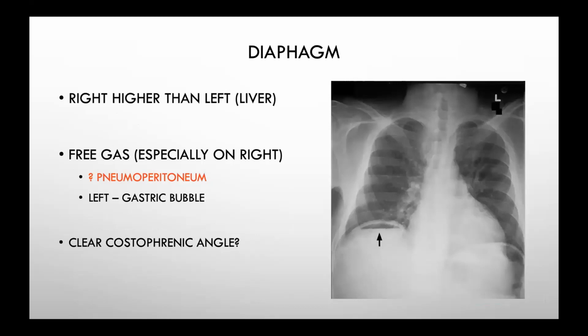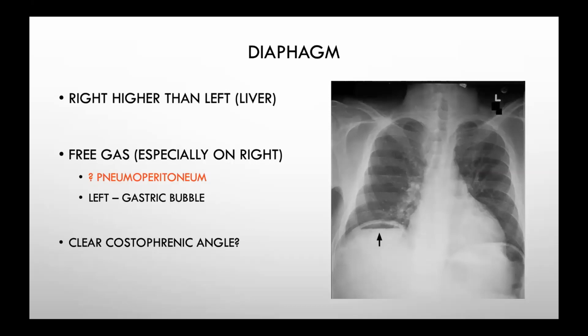D is the diaphragm. So not quite as much as in this X-ray, but it's worth mentioning that your right hemidiaphragm is usually slightly higher than the left, and that's because of the liver. Have a look for free gas beneath the diaphragm, and this is usually on the right, and you're looking for pneumoperitoneum. So a perforated viscus where you can see gas underneath the diaphragm. On the left, it's usually the gastric bubble.